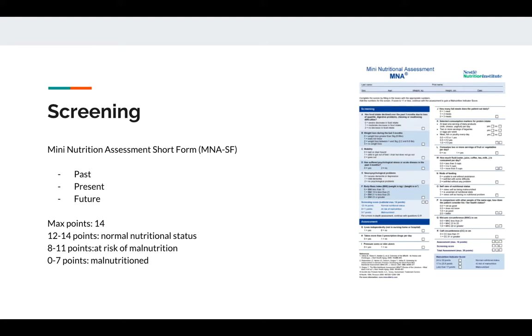Early screening and detection of malnutrition or undernutrition is crucial. The Mini Nutritional Assessment short form is a tool you can use when assessing the nutrition in patients above 65 years old. It has been validated in both the community and healthcare settings, and it's easy to use. It assesses patients' nutritional status in the past, present, and future.